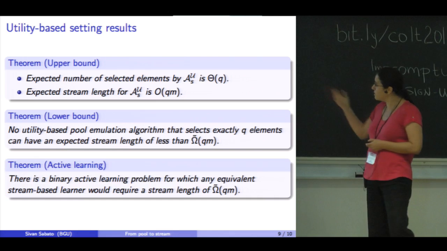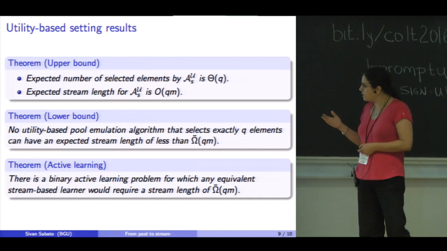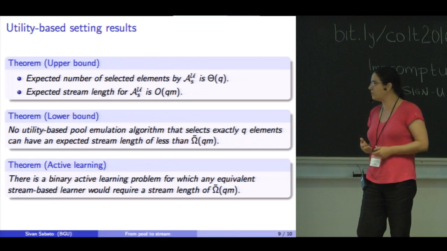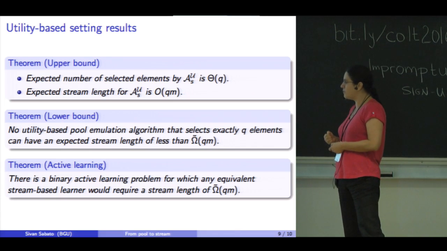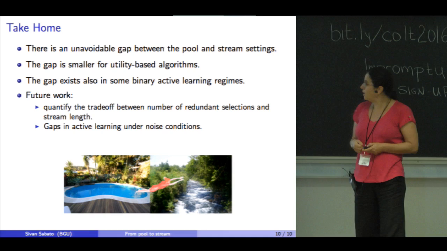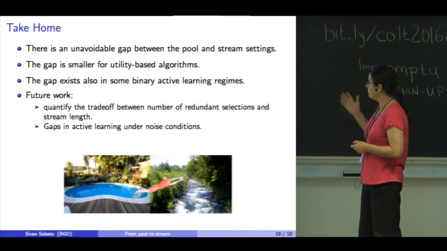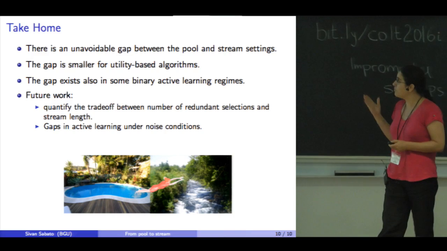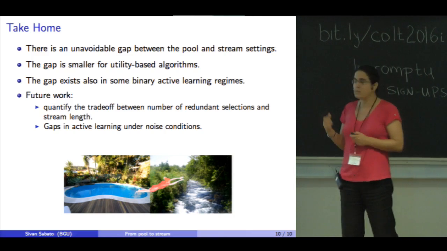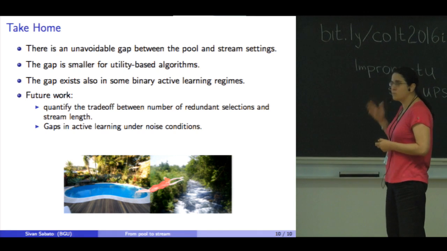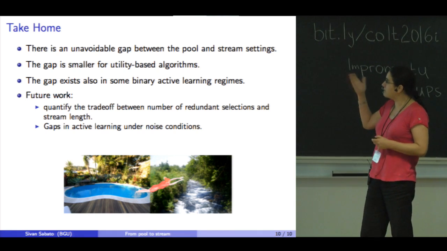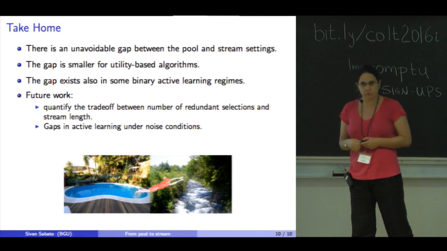From this, we get a similar result for binary active learning. So there are binary active learning problems where you can have about this gap as well. To finish, my take-home message is, first, that there is an unavoidable gap between the pool setting and the stream setting in the general case. It is smaller for utility-based algorithms, but it does exist. And it exists even in binary active learning regimes.